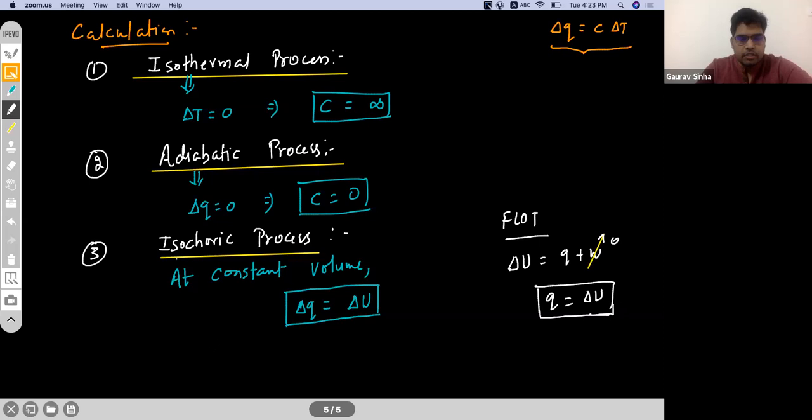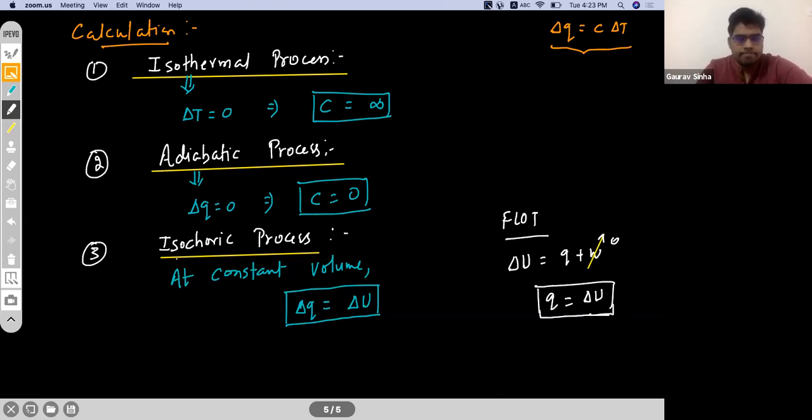So C is equal to what can we write? LOT stands for the first law of thermodynamics. We'll discuss it after some time; I'm just taking the reference of it. You have to keep in mind that at constant volume, the internal energy change is nothing but the change in heat content of the system.